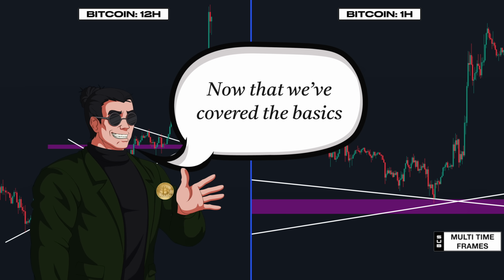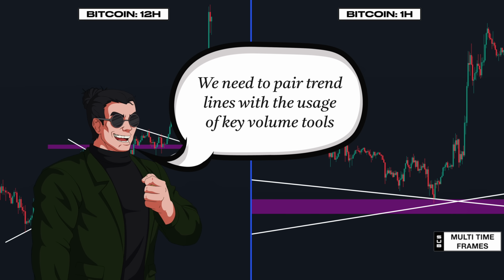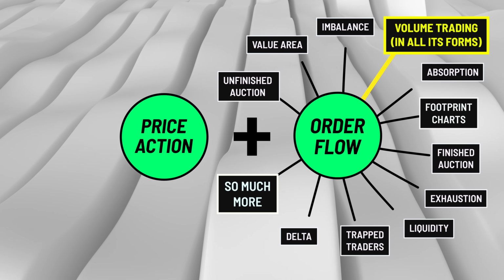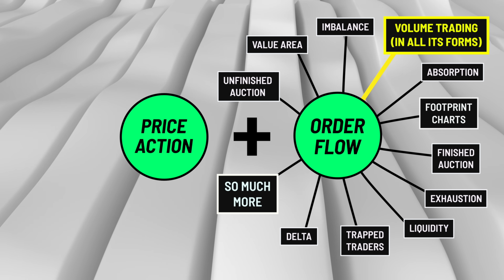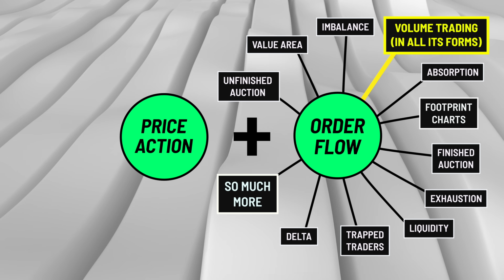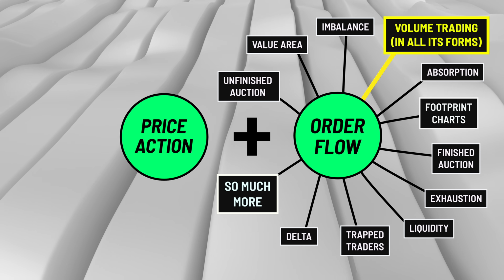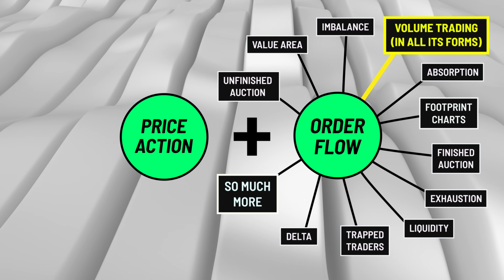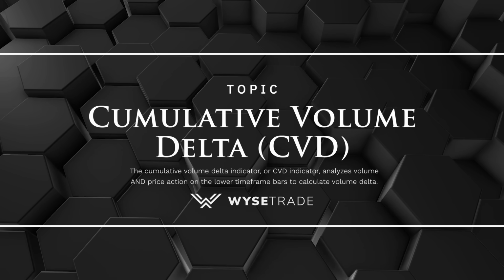Now that we've covered the basics, we need to pair trend lines with the usage of volume tools. Volume is part of the larger concept of order flow, which allows you to see where the big guys and large institutions are actually entering trades to avoid being faked out by false trade setups. The first volume tool we'll be using is the cumulative volume delta.